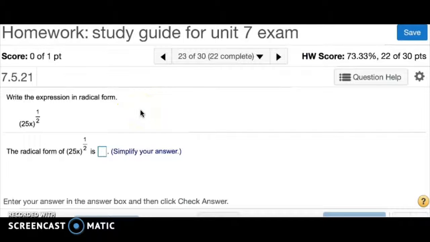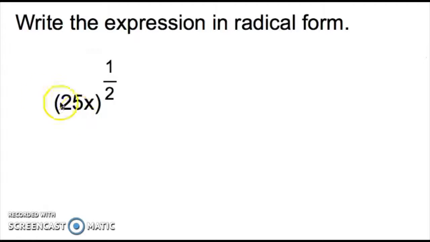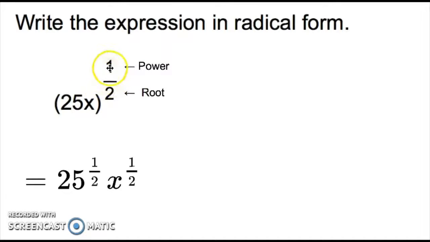Alright, 23, you have 25x to the 1/2 power, so let's take a closer look at that. In this one, everything inside of here is being raised to the 1/2 power, so let's raise each of those to that. So we have 25 to the 1/2 power, and x to the 1/2 power. Now remember, the numerator represents the power, and the denominator represents the root, so this is going to be a square root being raised to the first power.